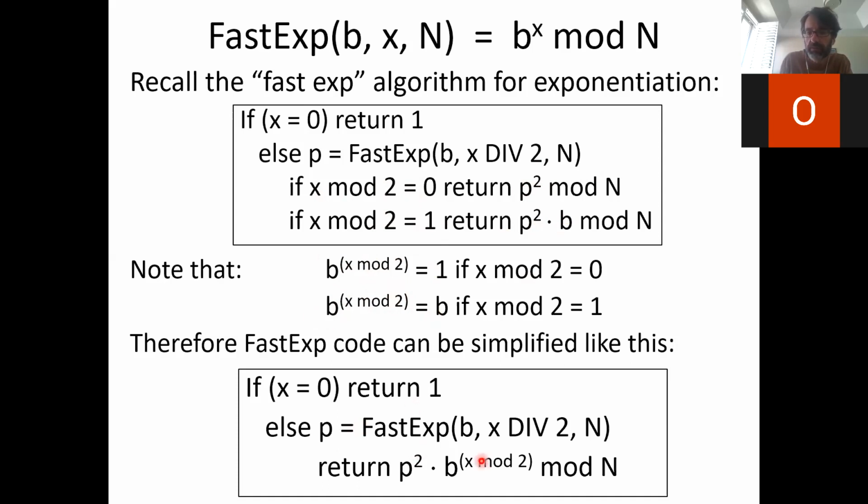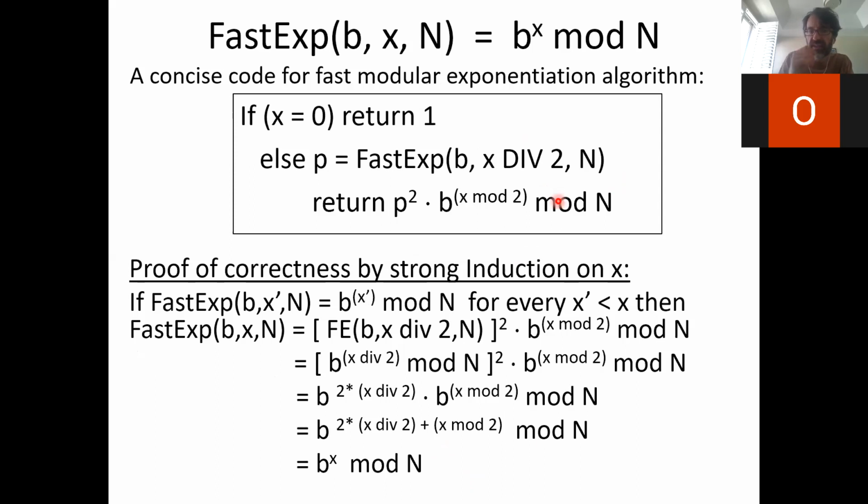So here is a faster, more concise code. I do a recursive call, I square the result and multiply by b to the x mod 2. It's the same as this code, just combined. In the x mod 2 equals 0 case, this line is the same as that line. And in the x mod 2 equals 1 case, this thing is the same as this thing. So here is my code.